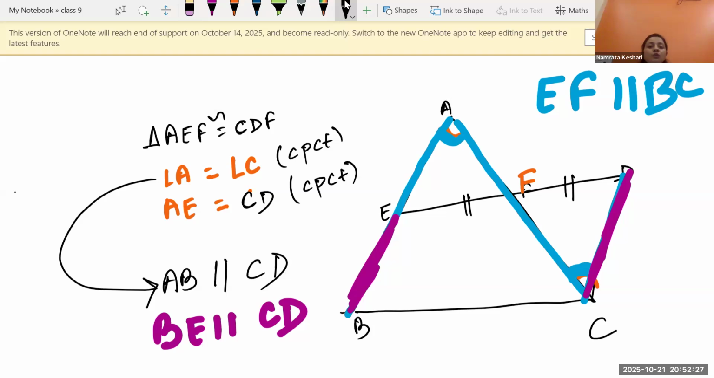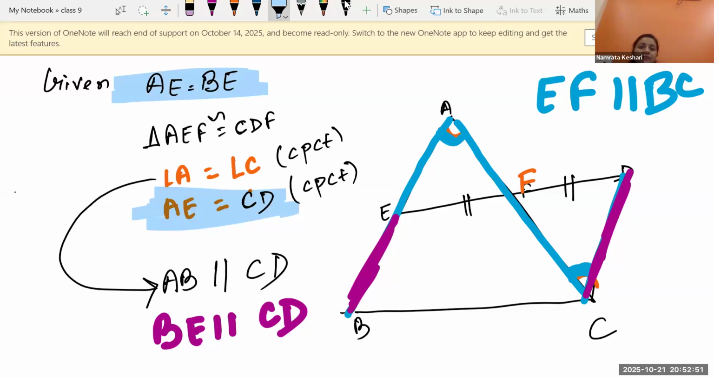Let me show you how. You already know, it was given to you that AE is equal to BE, right? And just now you have written this one. Can you see the blue highlighted part? AB and CD are the same by CPCT. So from here, can we say that BE and CD are the same? Yes or no?